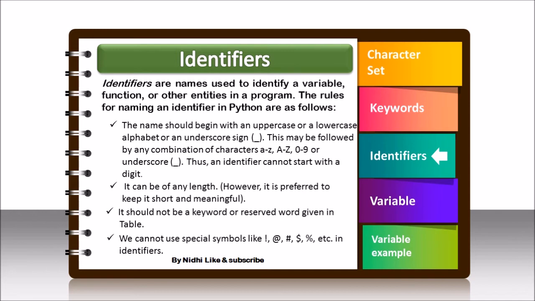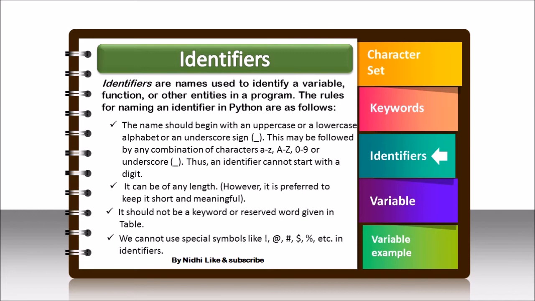This may be followed by any combination of characters, that is A to Z, small or capital, or a number or an underscore. Thus an identifier cannot start with a digit. If an identifier starts with a digit, then it is an invalid identifier. Next, it can be of any length. The identifier, that means the variable name, can be of any length, but it is preferred to keep it short and meaningful. According to your program, you have to give names to your variables.